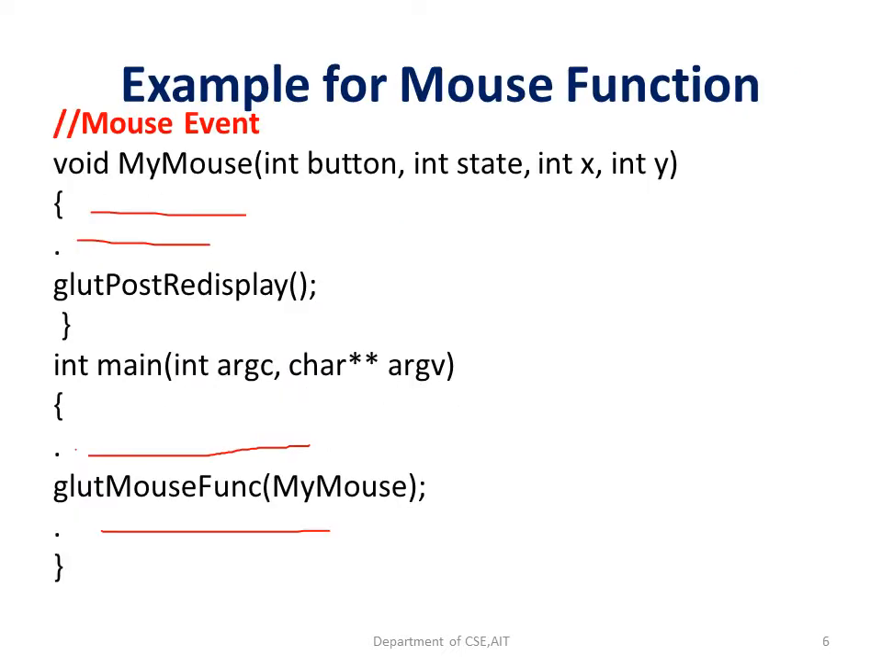The first programming event-driven input example is the mouse event. The myMouse is a function here which is having 4 parameters: button, state, X and Y. The myMouse function is defined before the main, because in the main I am going to make use of my glutMouseFunc to call the myMouse function.